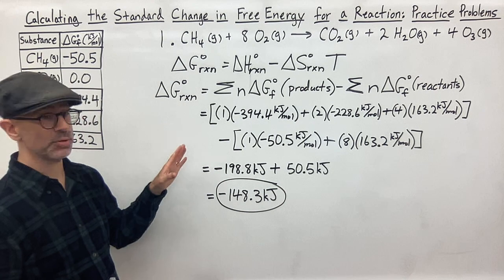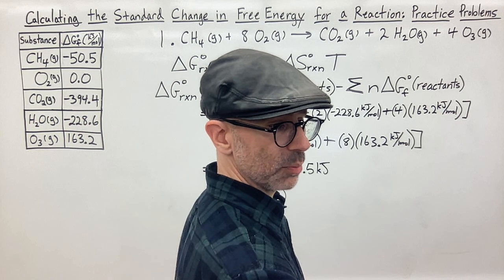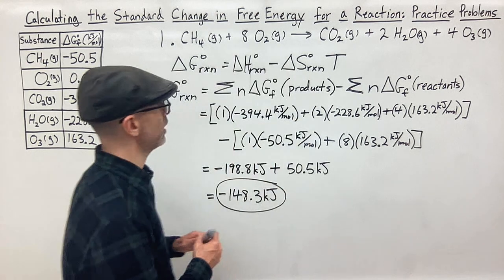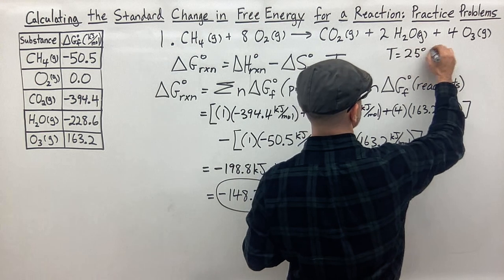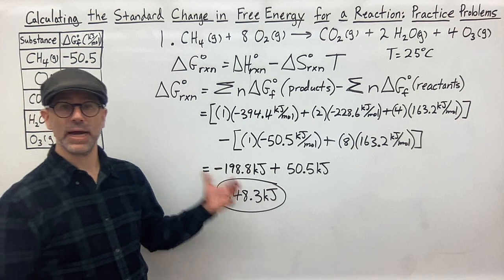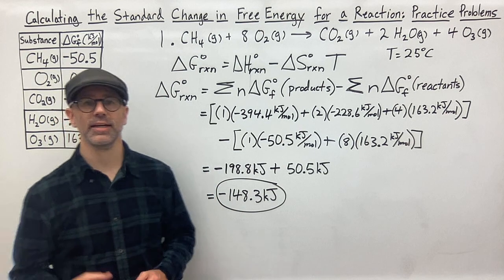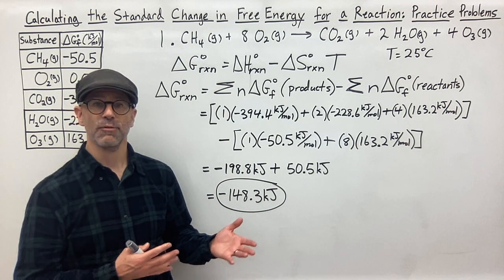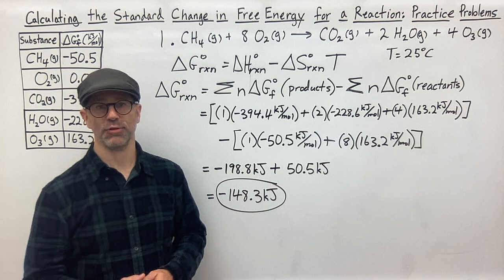And so at the temperature, this is, I believe, standard temperature. Yeah, standard temperature 25 degrees. Let me write that down. So the temperature here is 25 degrees Celsius. So that means, since it's negative, this is spontaneous at standard temperature. And that's how you would calculate the standard free energy change of a reaction based on the standard free energy changes of formation of products and reactants that you would have to get from a table.